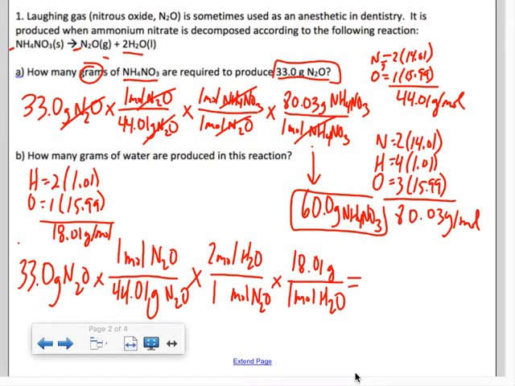So now I just punch this all into my calculator. 33 times 1 divided by 44.01 times 2 divided by 1 times 18.01 divided by 1 gives me around 27 grams of H2O that can be made.